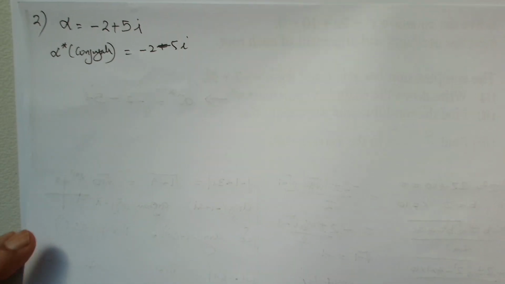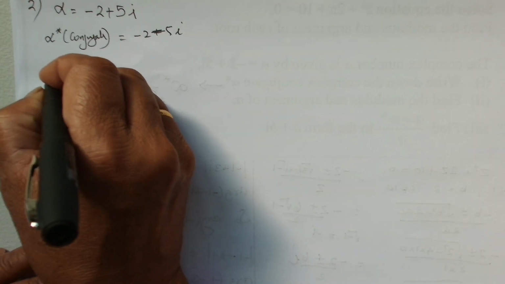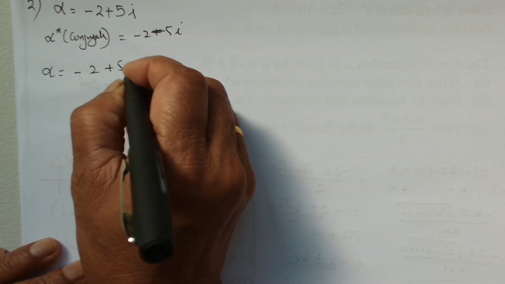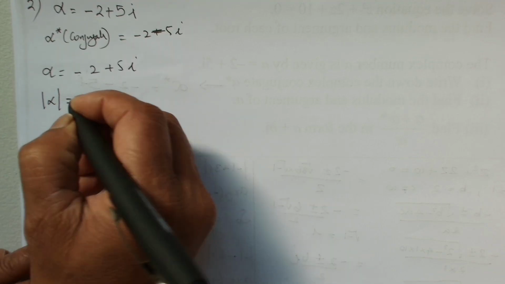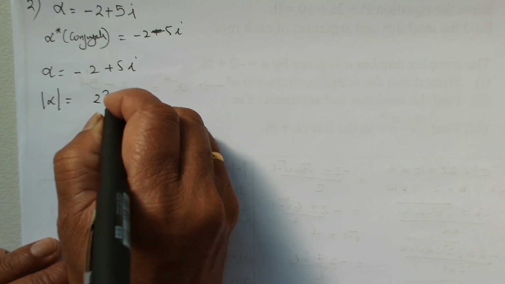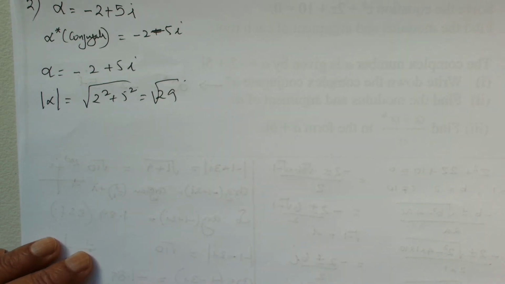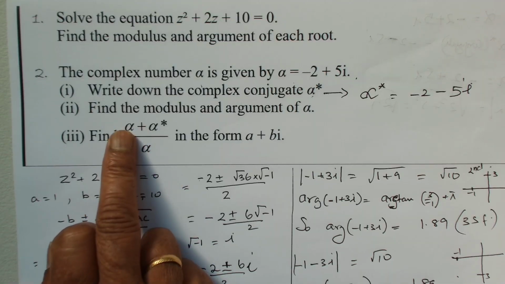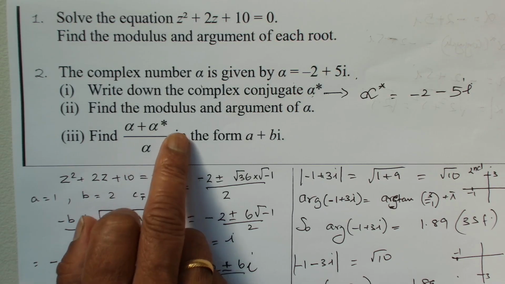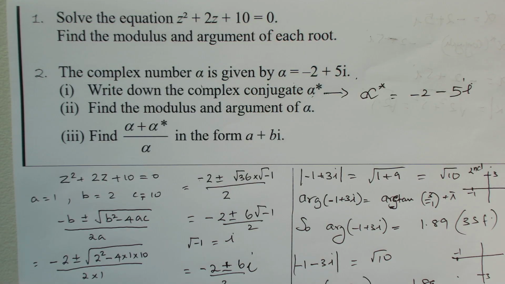The second part of the question: alpha is given as minus 2 plus 5i. So the modulus of alpha is equal to the square root of 2 squared plus 5 squared, and that answer is root 29. The third question, they ask you to find alpha plus the conjugate of alpha, divided by alpha, in the form of a plus bi.